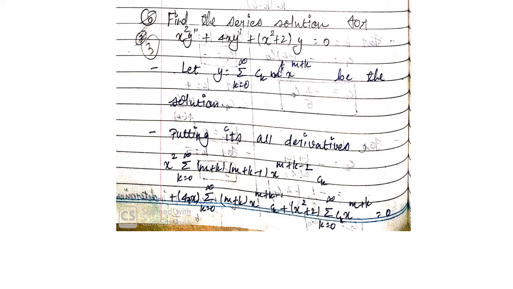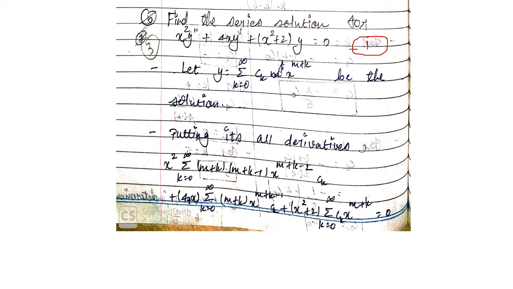So the solution will be summation k equals 0 to infinity c k x to the power m plus k, right? Now see the equation. There are three components given, y, y dash and y double dash. So for that you have to find y dash and y double dash. Just find these first and second derivatives, and put all these values in equation number 1. This one will be your equation number 1.